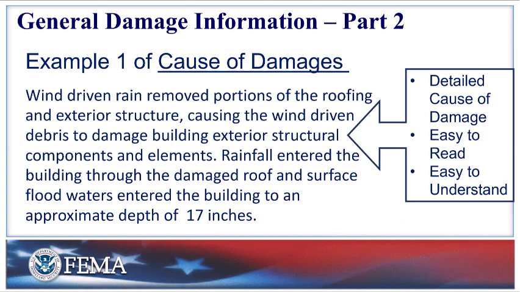So we want to be as detailed as possible when we're saying the cause of damage was flooding, wind-blown debris, hurricane-driven winds, high-velocity waters, etc. So again, the example on the screen reads: wind-driven rain removes portions of the roofing and exterior structure, causing the wind-driven debris to damage building exterior structure components and elements. Rainfall entered the building through the damaged roof and surface. Flood waters entered the building to an approximate depth of 17 inches. So again, this is an example of cause of damage wording.